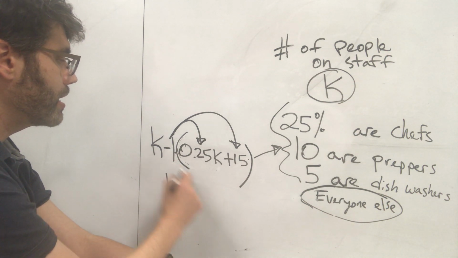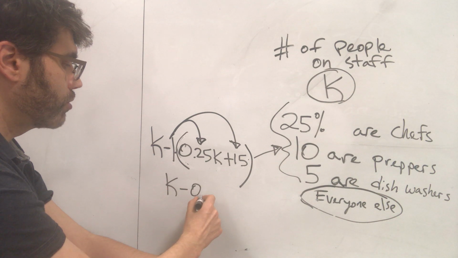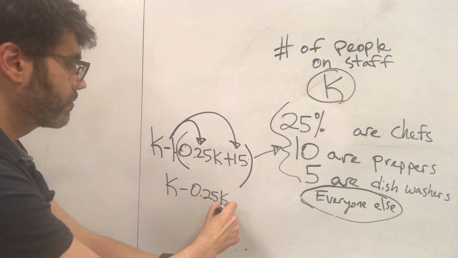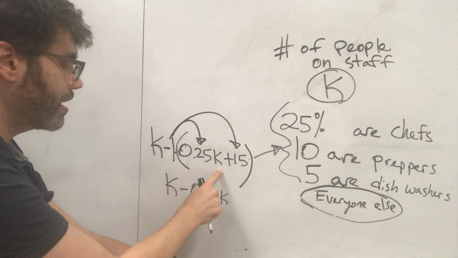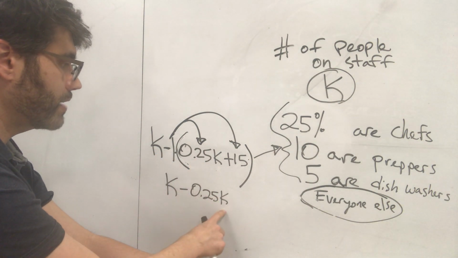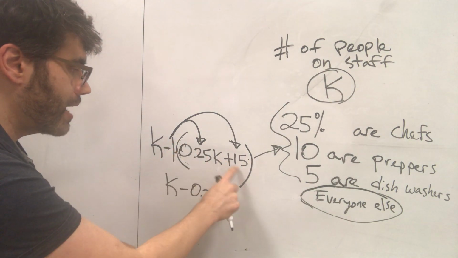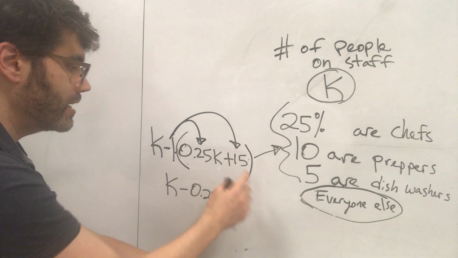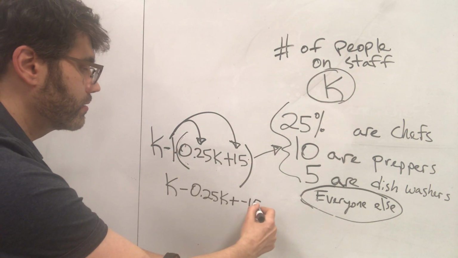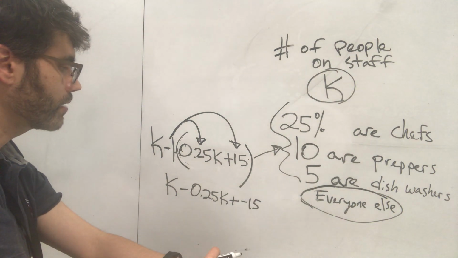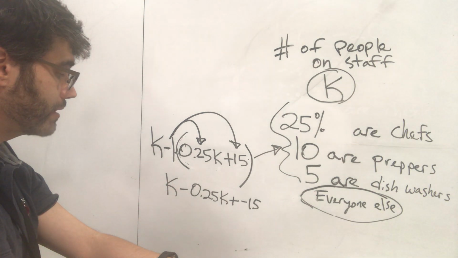So this is going to be negative, or subtracting, 0.25K. And then this is going to be negative, so -1 times 0.25K is negative 0.25K. And then negative times this positive, see this -1 times 15, is going to end up with -15. Okay? So now I have an expression without any parentheses, and I can combine like terms.